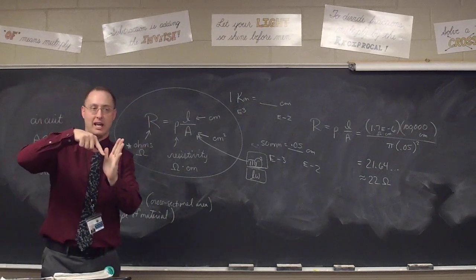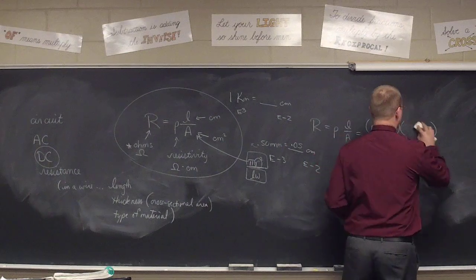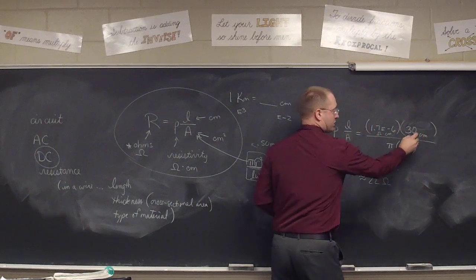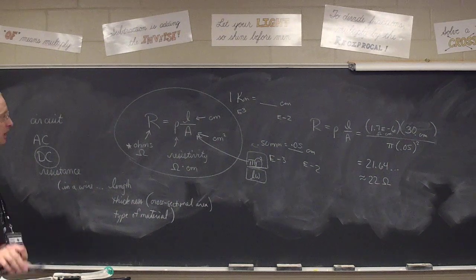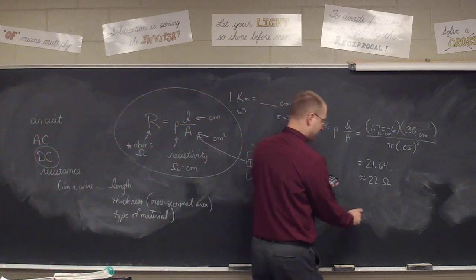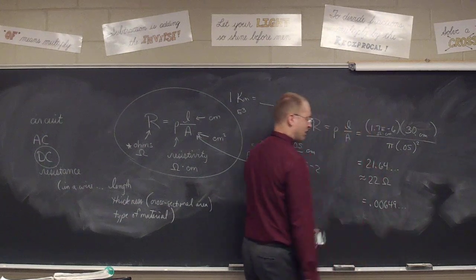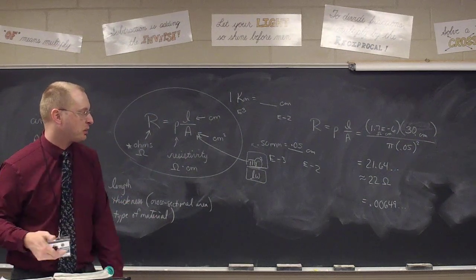So let's suppose we've got about 1 foot worth of wiring. A foot is about 30 centimeters. So let's change this number down to 30 centimeters. Now let's see how much resistance is in a smaller circuit that would actually use a battery. And when we change up those numbers, what do we get for the resistance now? 0.00649. Negligible resistance. Barely anything, right? 0.0065 or 6.5 e negative 3 ohms of resistance.